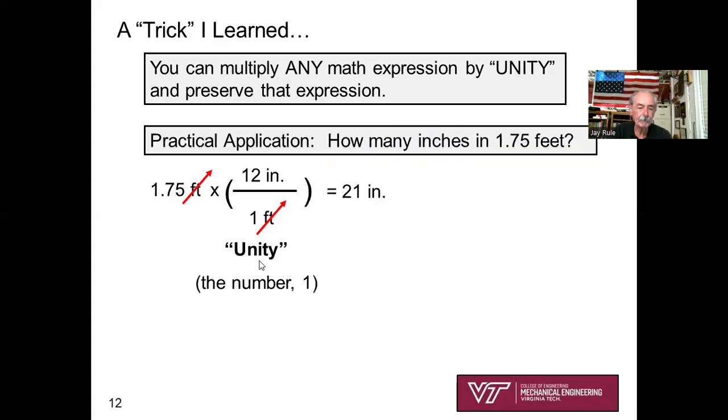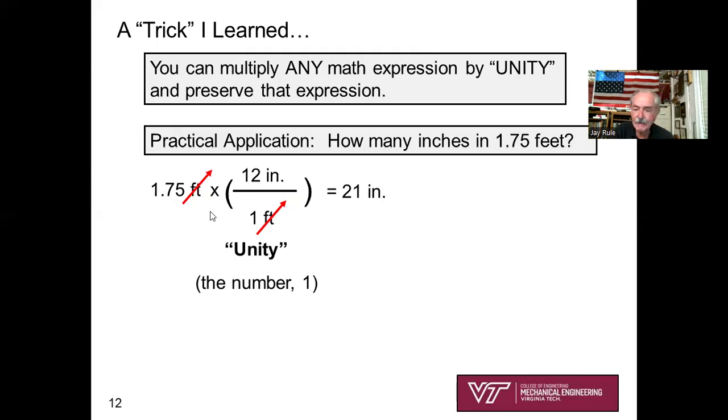That's the key. So for example, how many inches are in 1.75 feet? Now, you know in your head that you multiply 1.75 by 12 to get inches. So that comes naturally to you. But let me take you through my little unity trick so you'll see how to do it. I'm going to write down what I've got, 1.75 feet. And then I'm going to multiply that by unity. And I know off the top of my head that unity can be expressed as 12 inches in the numerator divided by 1 foot in the denominator.